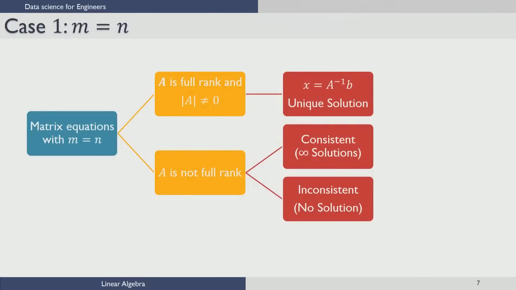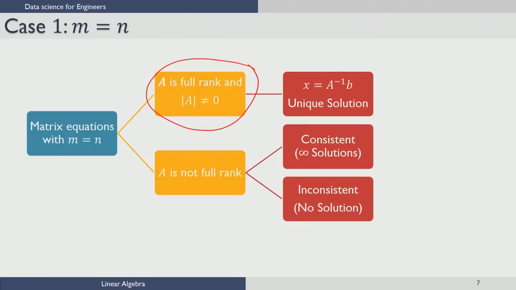Now, let us look at the case of m equal to n, that is we have the same number of equations and variables. If A is full rank, what does full rank mean? Now, we have the same number of equations and variables, m equal to n. So, the maximum rank of the matrix can be m or n, because both are the same.